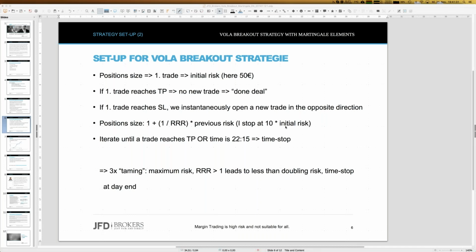And finally, I have that time stop at the end of the day. So everything stops. Whatever happens, there's a stop. And that's always good, that we don't have any unlimited risk, like when I introduced the Martingale concept. That you see a little bit what that means.